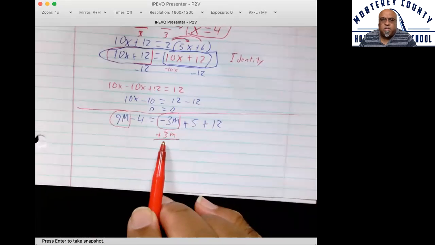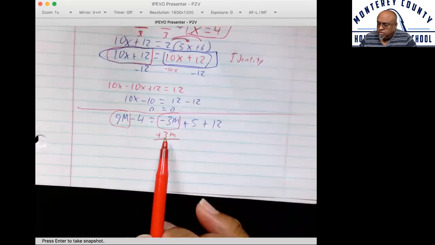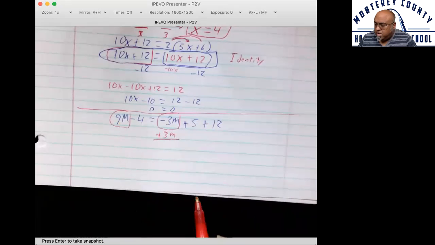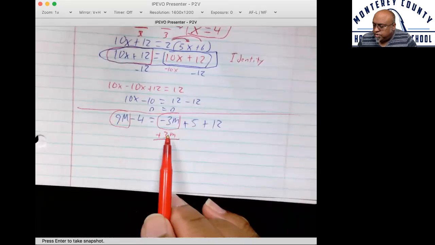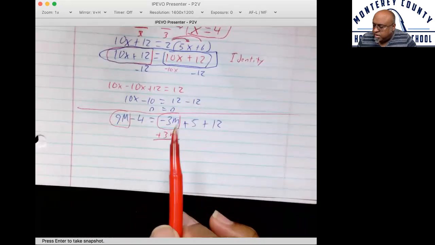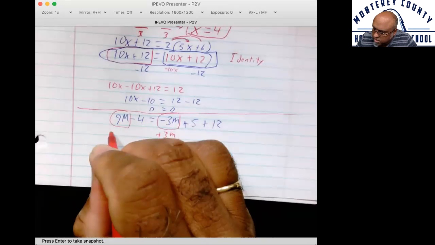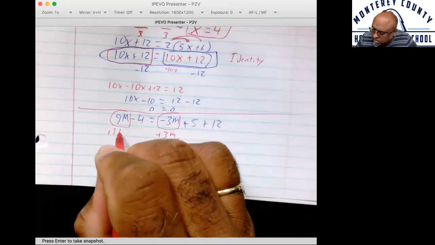I have to get all my variables together and combine like terms before I can divide to get rid of the coefficient. And the coefficient is the number attached to the variable. Okay? So I'm adding the whole term here to get rid of the negative 3m. Negative 3m plus 3m is equal to 0. So I have 9m plus 3m.